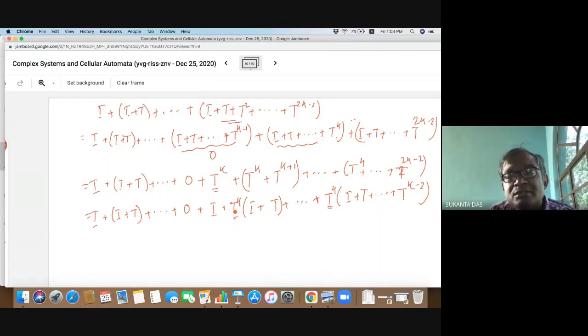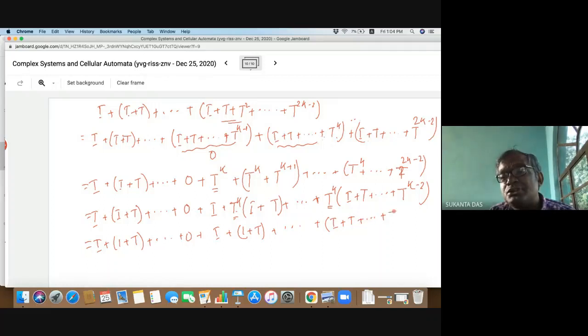I've taken t to the power k as common, and they all are I, right? So these t to the power k is I. Therefore what I get, I plus T plus dot plus 0 plus I plus, this is actually t to the power k is I, so I plus T plus dot plus I plus T plus dot plus t to the power k minus 2. So this is the first term, this is the k minus 1 term in this way.